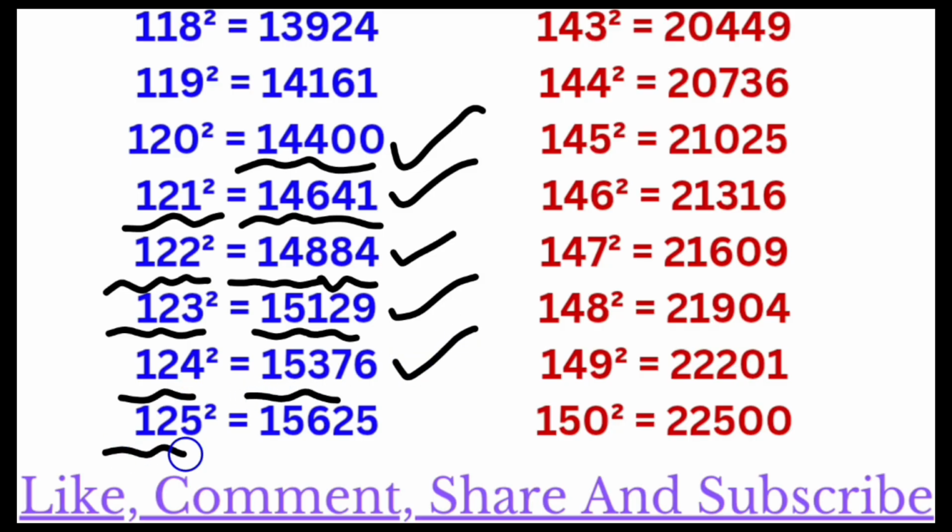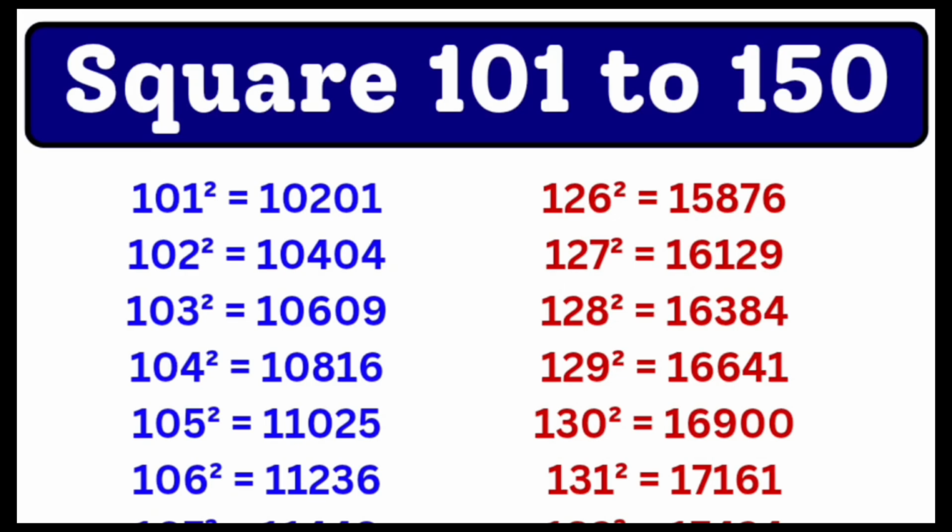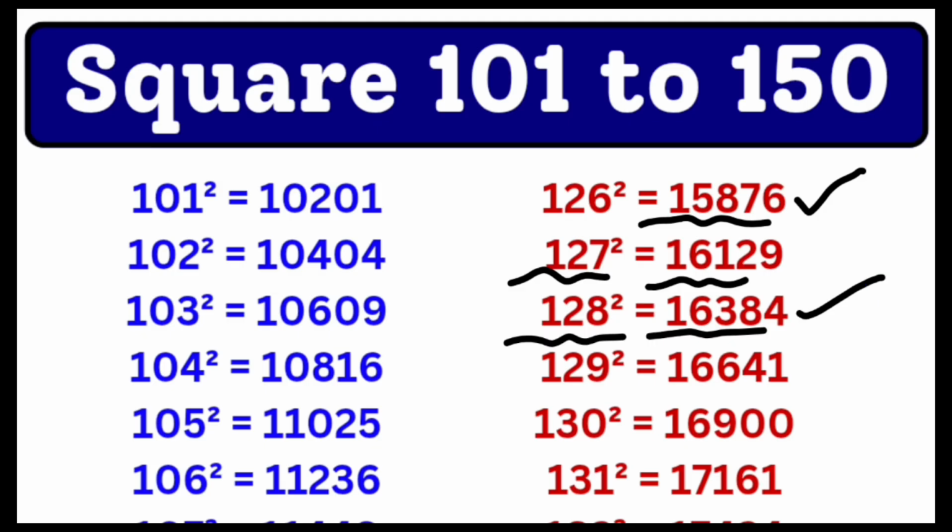Square of 124 is equal to 15,376. Square of 125 is equal to 15,625. Square of 126 is equal to 15,876. Square of 127 is equal to 16,129. Square of 128 is equal to 16,384. Square of 129 is equal to 16,641.